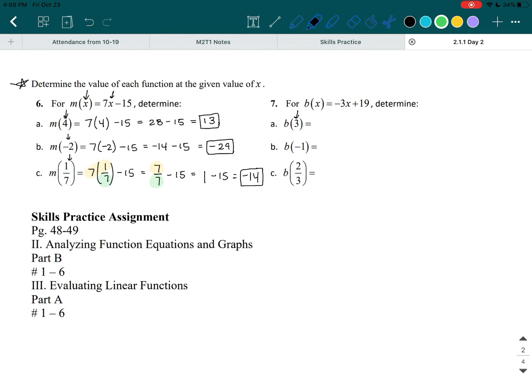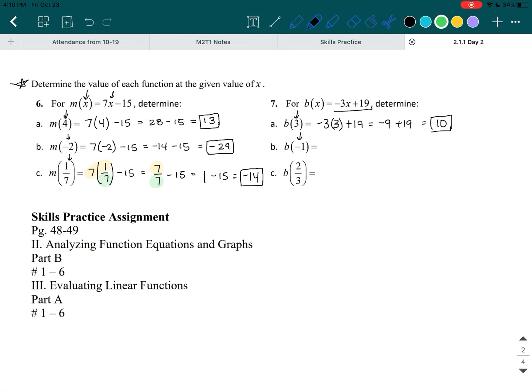So let's plug in our first value, which is 3. So we are plugging it into this equation, negative 3 times x plus 19. So negative 3 times 3 plus 19. So we're going to multiply first. We get negative 3 times 3 is negative 9. And then we have plus 19. So that gives us our final answer as 10. So once again, if you made a mistake, that's okay. It's all part of the learning process.